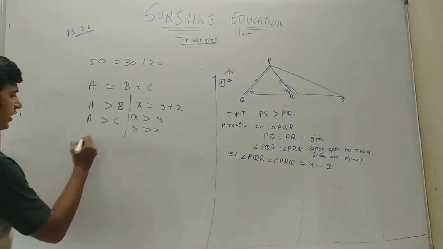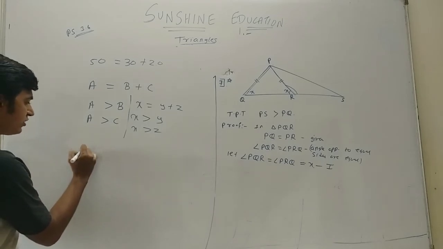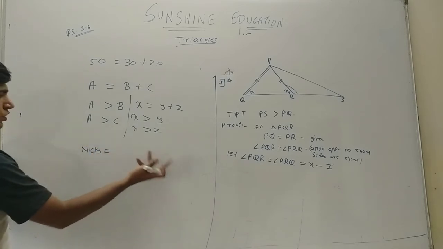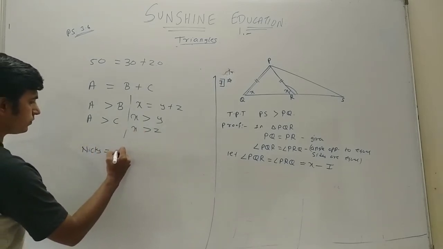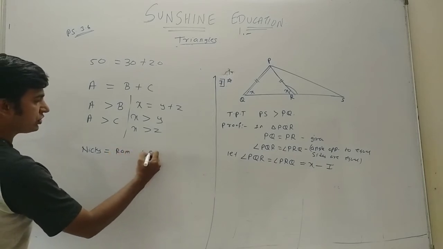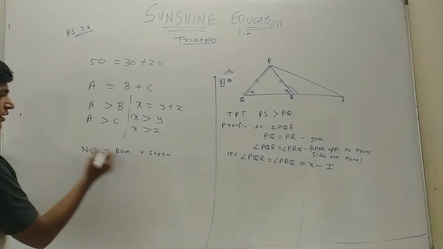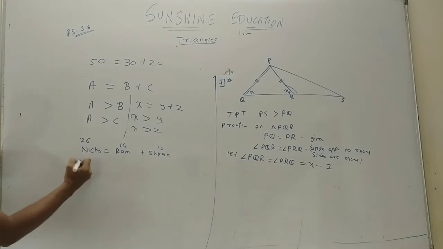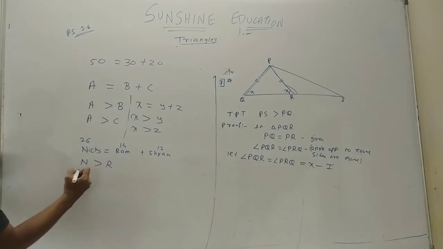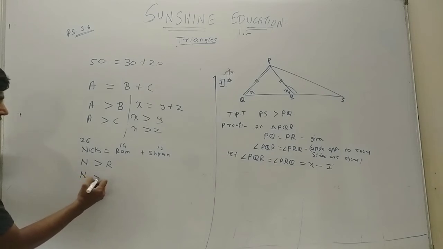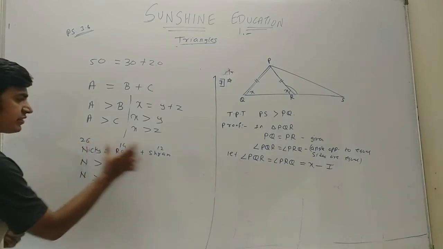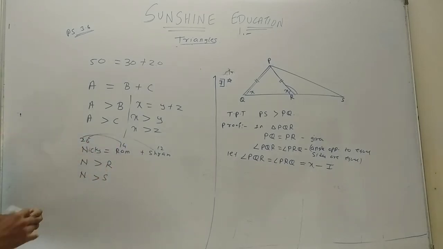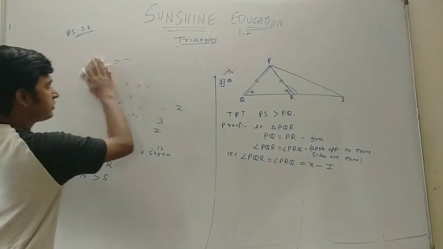One more example. My name is Nikki, and my age is the sum of two children's ages, suppose Ram and Sham. My age is 26, Ram's age is 14 and Sham's age is 12. So I can say that Nikki is elder than Ram and elder than Sham. If 26 is the sum of two numbers, then each individual number is smaller than it. You need to understand that. So let's continue with the question now.